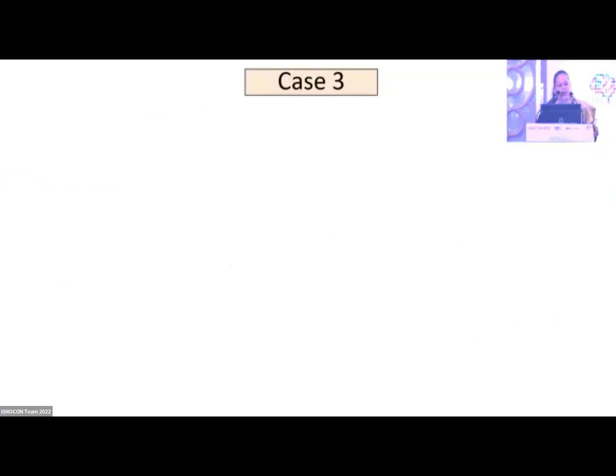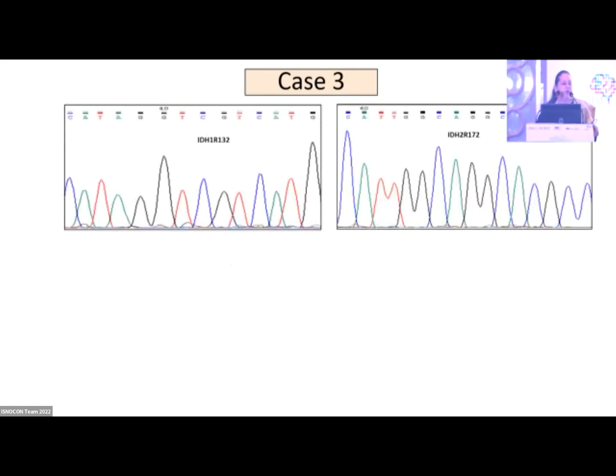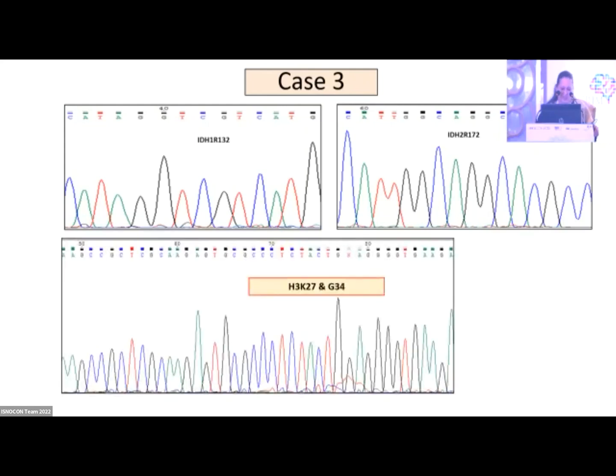Now in case 3, we have a midline location and we have H3K27me3 loss. So again, yes, that is what we thought, but it was not so. H3 K27 wild type as well as G34 wild type. So it was an IDH wild type, histone wild type. Now, are we dealing with an adult type of IDH wild type glioma here, or are we dealing with a pediatric type of IDH wild type, histone wild type glioma here?